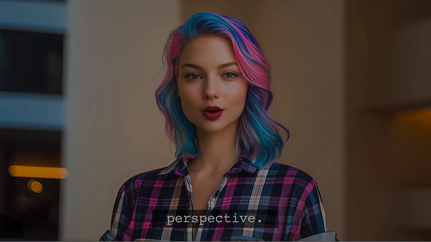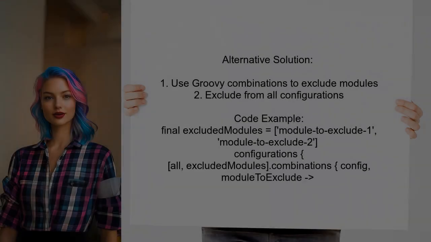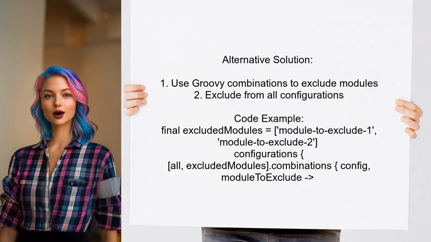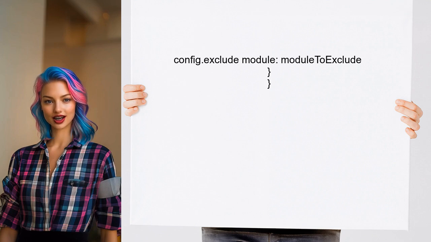Let's see another perspective. An alternative solution provided by another user involves using Groovy combinations to exclude multiple modules from all configurations. This method simplifies the exclusion process, especially when the same transitive dependency appears in different libraries.